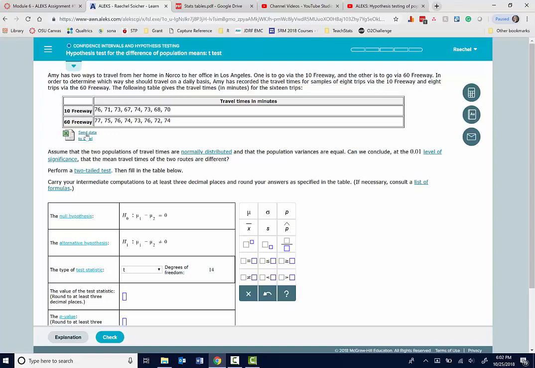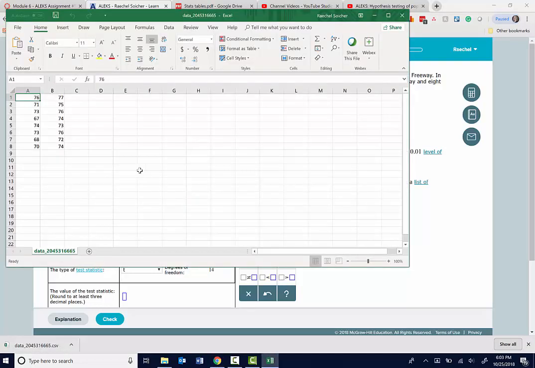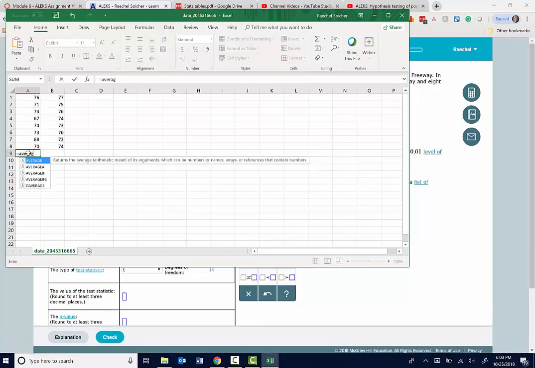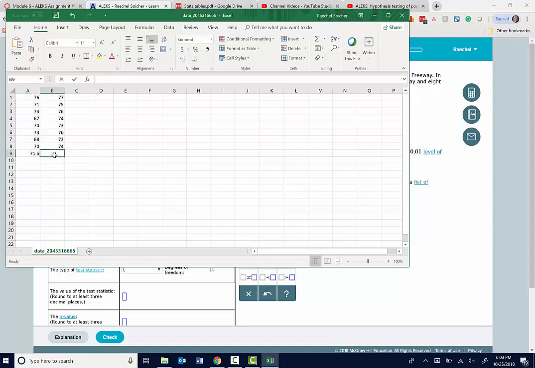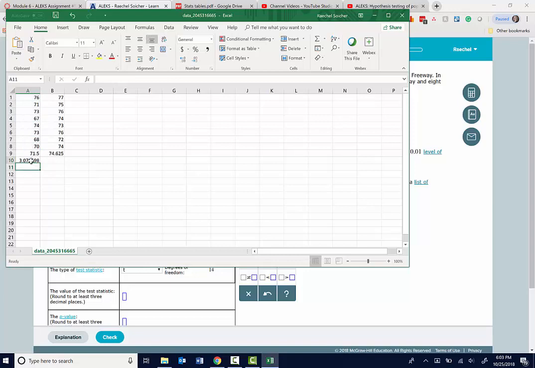And ALEKS has not given that to us this time. So what we're going to do is open the data in Excel. You'll note this time we have 2 columns, and we want to get the mean on this highway. We'll need that eventually. And the mean on the second highway. Okay. And then we want the standard deviation of the sample for this data set. Okay, and then we want to square these because that's the standard deviation, but we need the variances.